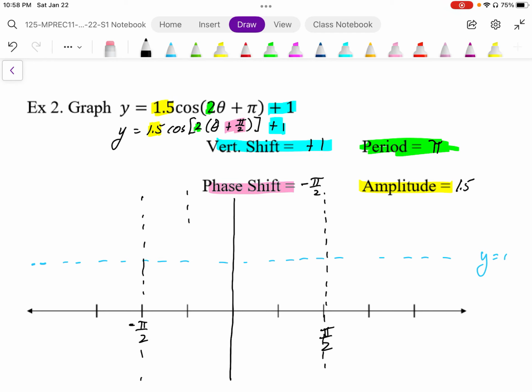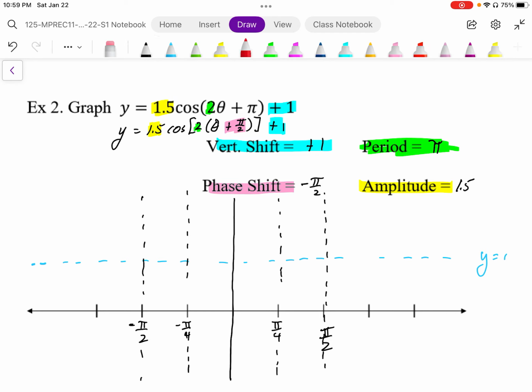I'm going to draw my quadrants. Okay, my quadrants are going to be at negative pi over 4, positive pi over 4, and there it is. Now I have all 4 quadrants. I've got the middle. I've got my guide to draw this graph.